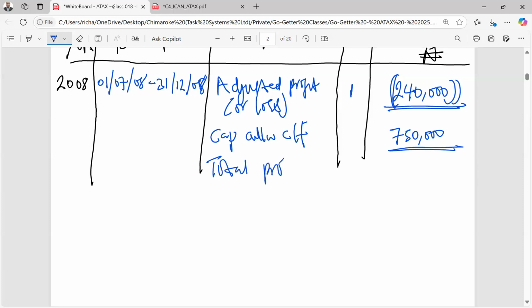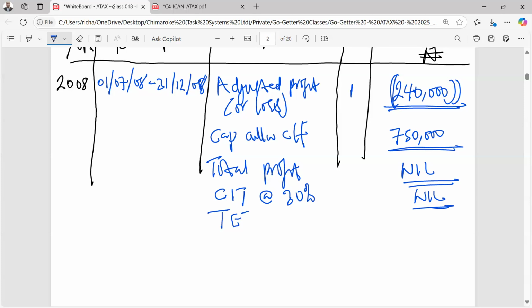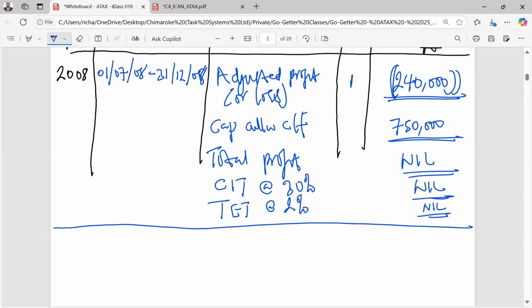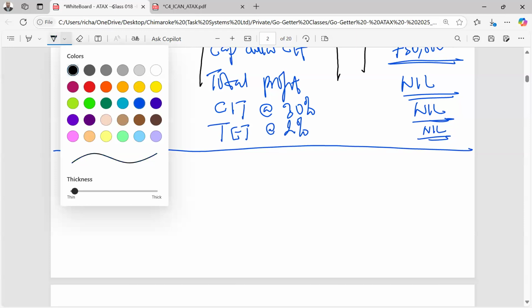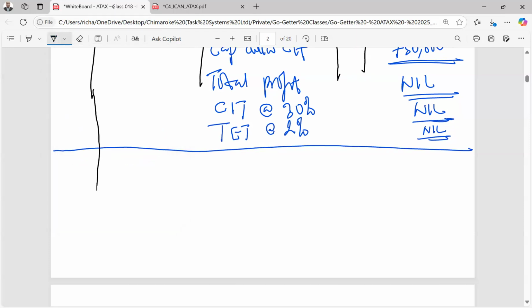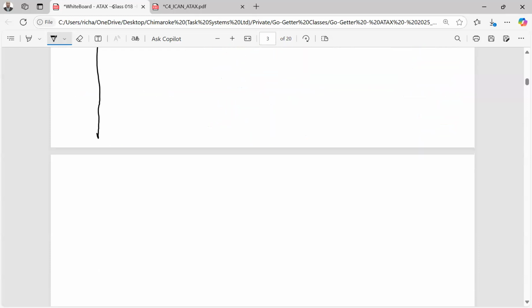So we'll go now. Total profits. Total profit is nil because we had no profit. So total profit is nil. Then CIT at 30% is also nil. Tertiary education tax at 2% at that time is nil. So we're done with this particular year of assessment. So let's take this down again.